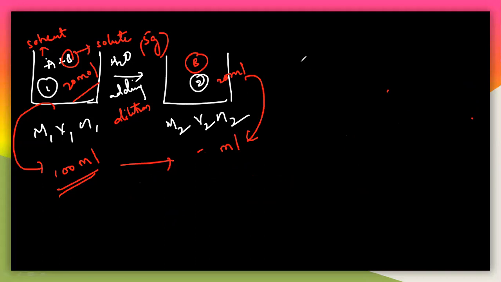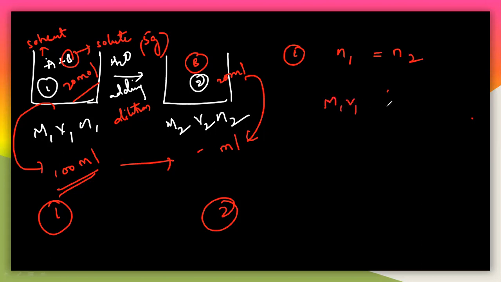Now see here, this is the first beaker and this is the second beaker. In the first one the moles are N1, and in the second N2. The number of moles in both are actually equal. So actually M1V1 is equal to M2V2. So how can we write both are equal?